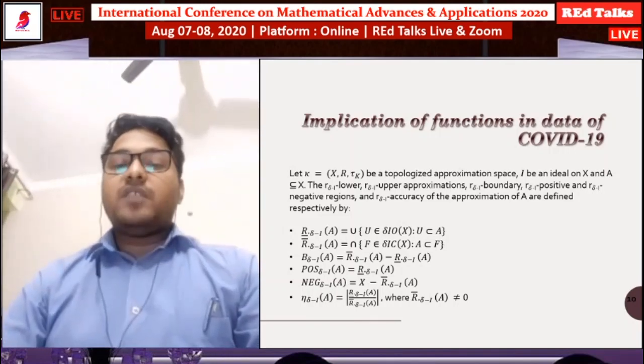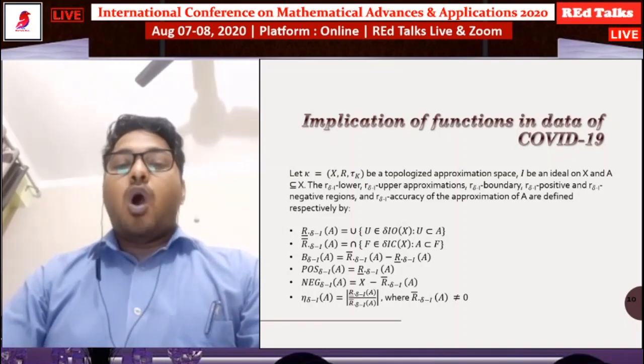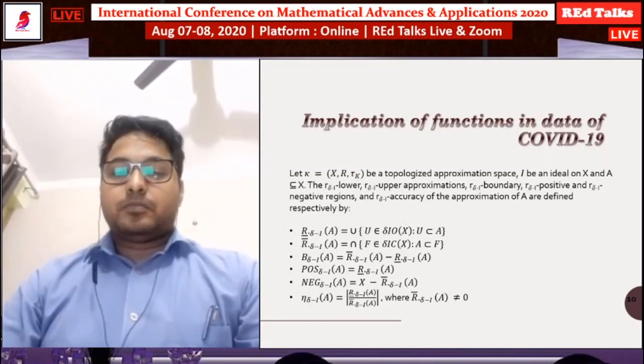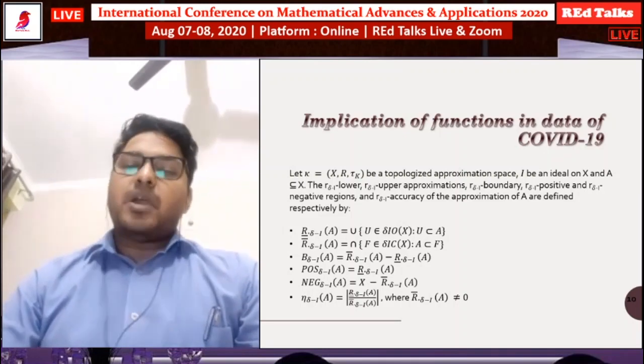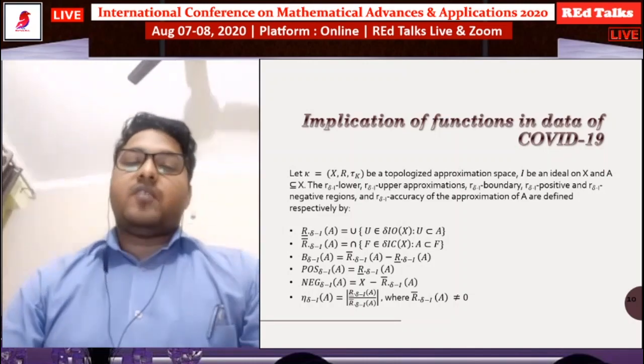Now, the important part which we have used in our article is this Rδ_I accuracy. So how are we defining this Rδ_I accuracy? This is basically the ratio of the lower divided by the upper approximation, where the upper approximation cannot be zero, and here we have defined it.